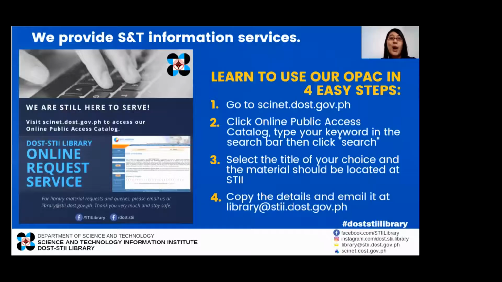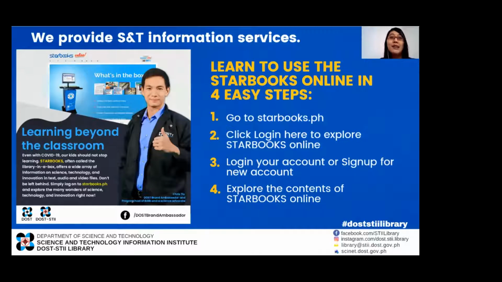And you can access our library collection at our online public access catalog at signet.dost.gov.ph. Our online public access catalog is very easy to use. You just need to remember 4 things. First, go to signet.dost.gov.ph. Second, click Online Public Access Catalog and then type in your keyword in the search bar, then click Search. Third, select the title of your choice and the material should be located at STII. And then last, copy the details and email it at library@stii.dost.gov.ph. So this will be tackled more comprehensively by Ms. Irene later on topic number 2.